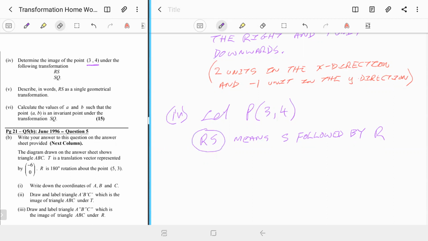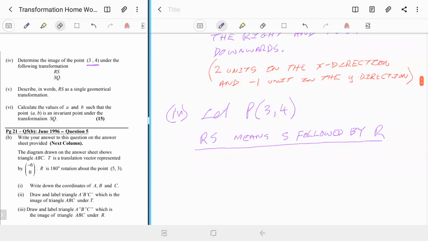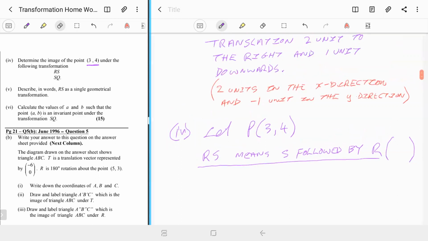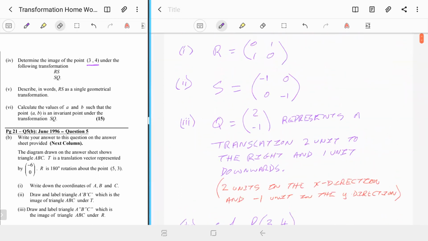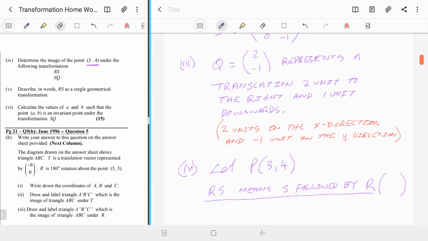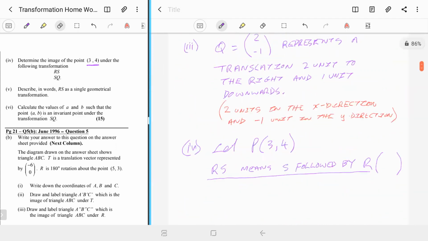Look at the mathematics. But let me tell you something now, I tell you all, the question is easy. I know what this means before I even do the question. RS, S followed by R, is equivalent to a reflection in the line y equals minus x. I can tell you, when I multiply these two matrices, I'm going to get a reflection in the line y equals minus x.